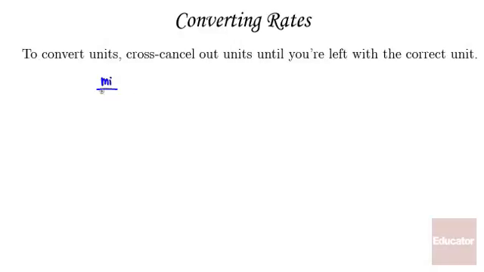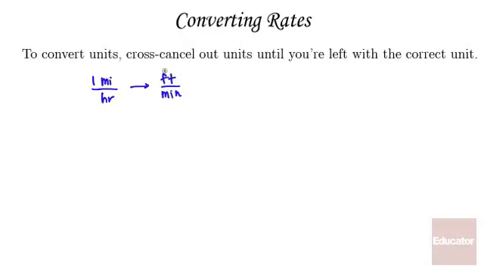Now I'm going to put miles on top, so 1 mile per hour. This is the rate that I'm starting off with. And I want to convert it to feet per minute. MI is miles, and MIN is for minutes. So I'm going to convert this ratio, this rate, to this rate, this ratio.